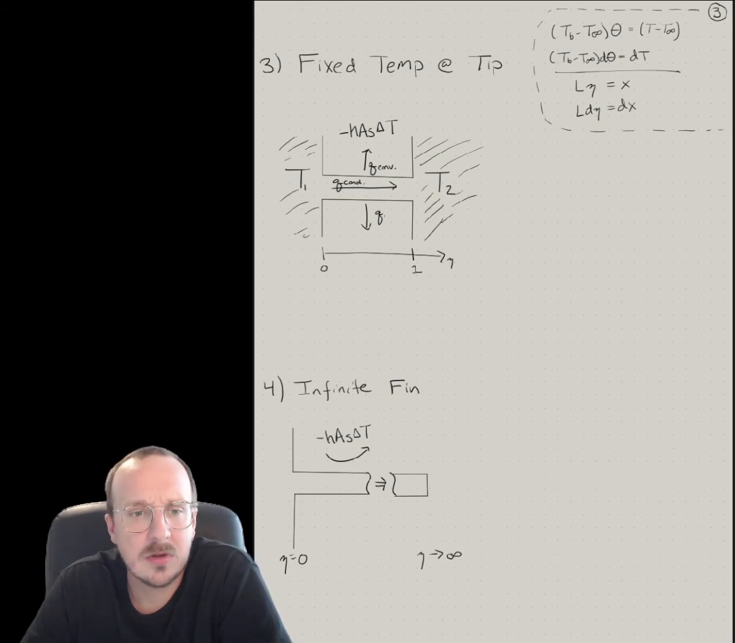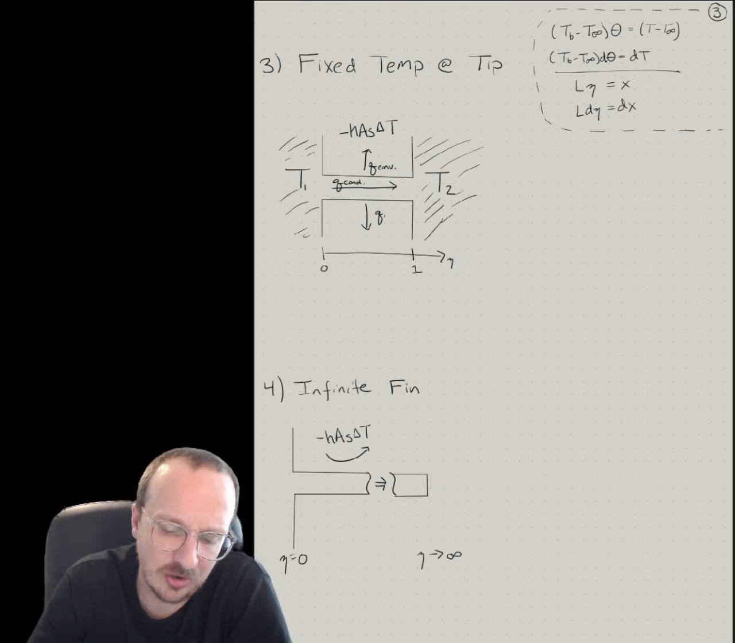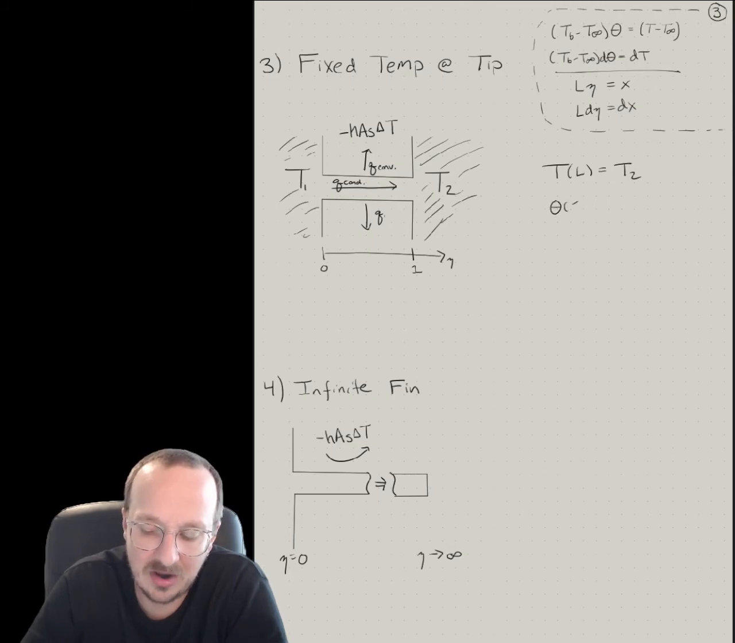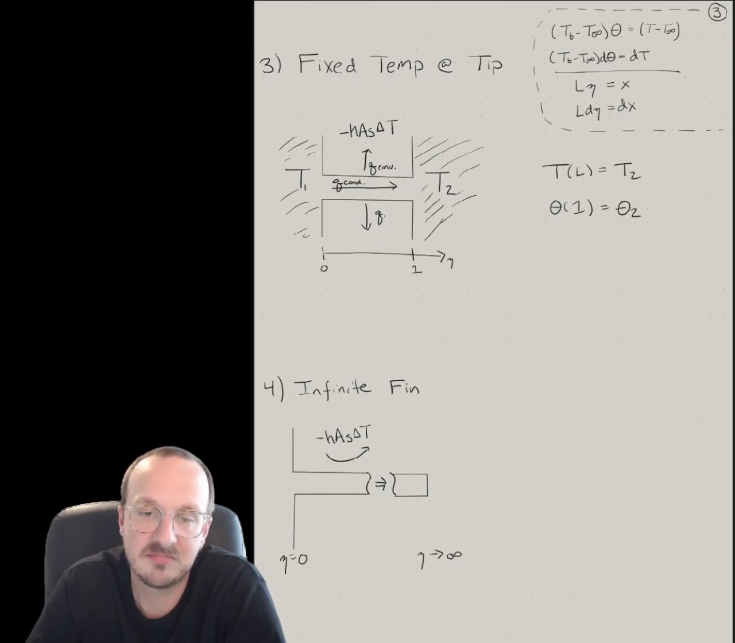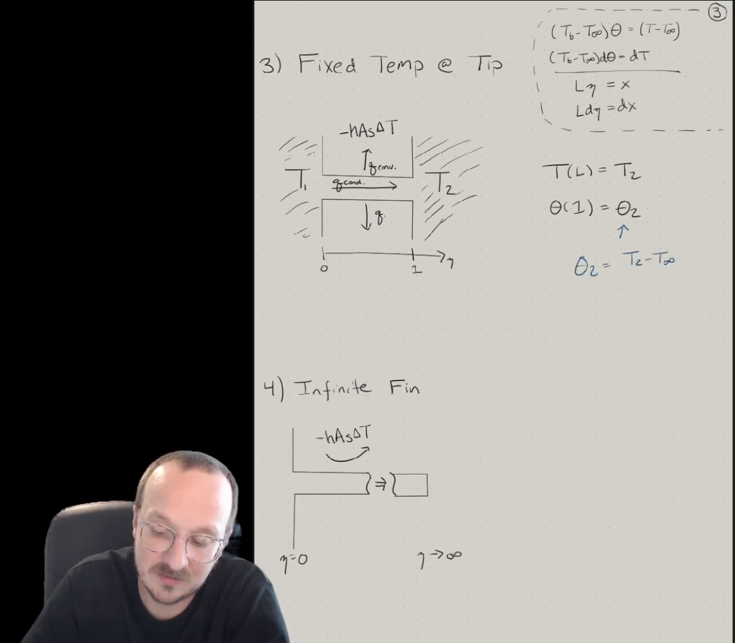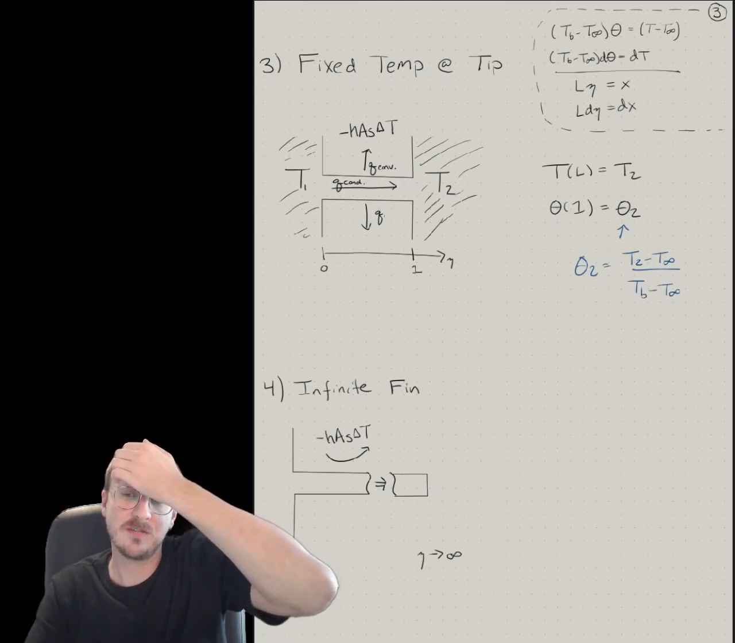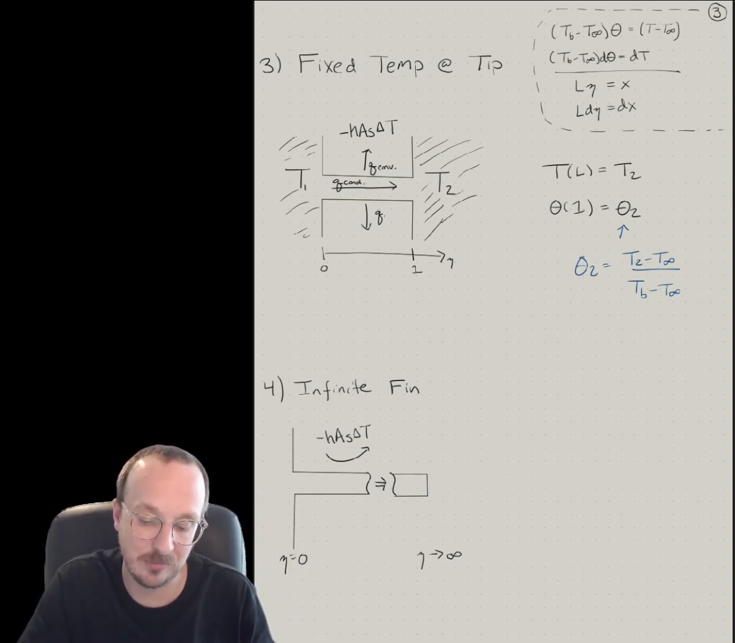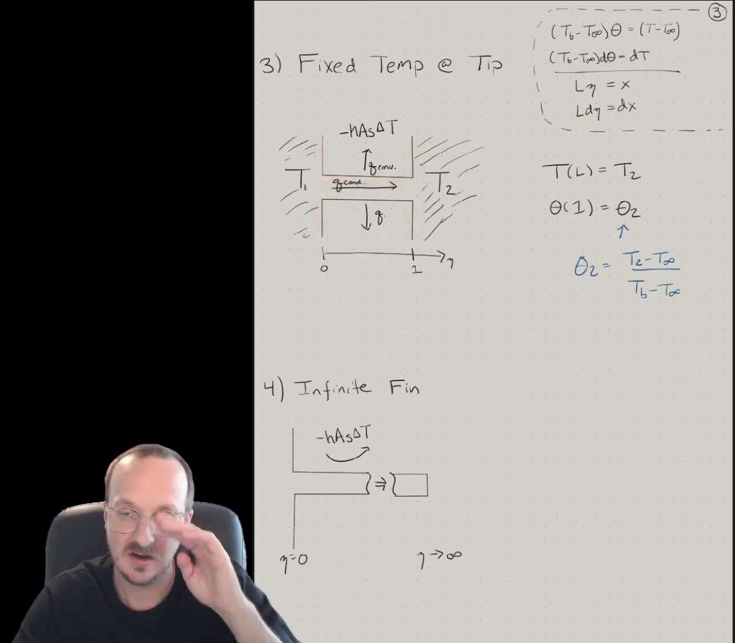So what is the temperature here? This one's a little straightforward because all we're saying is that T at L equals T2, whatever it is. Another way to say it is that theta at Z equals 1, which is X equals L, is some arbitrary theta 2. In this case, theta 2, taking the definition of theta, is T2 minus T infinity over TB minus T infinity. So this is just saying there's a fixed theta or fixed temperature at the end. In this example, this is the base and this is the end, but you could write it the other way around too.